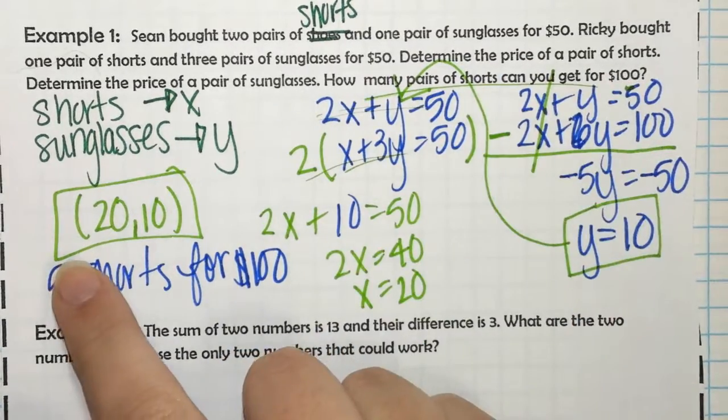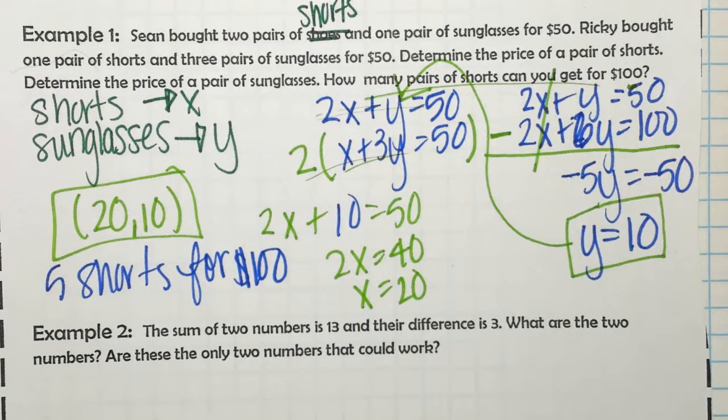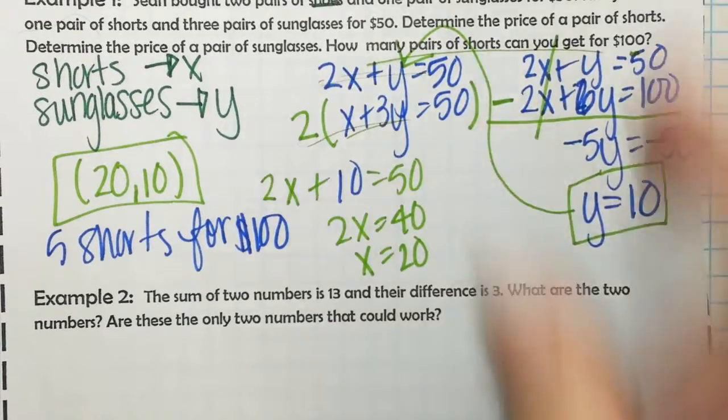You do 100 divided by 20. Oh, okay. Thank you very much. Yep. Okay, let's look at example 2.